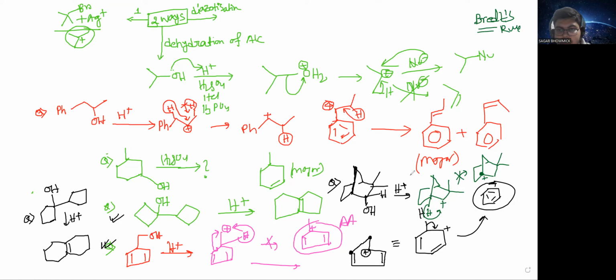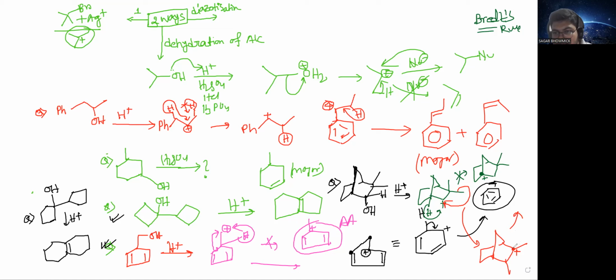Rather, from the other side, a methyl shift can occur. Yes or no? From here, this methyl can shift here. So this will give methyl, methyl. The methyl is going to the positive charge. After that, no nucleophile is given. So we have to make the alkene.